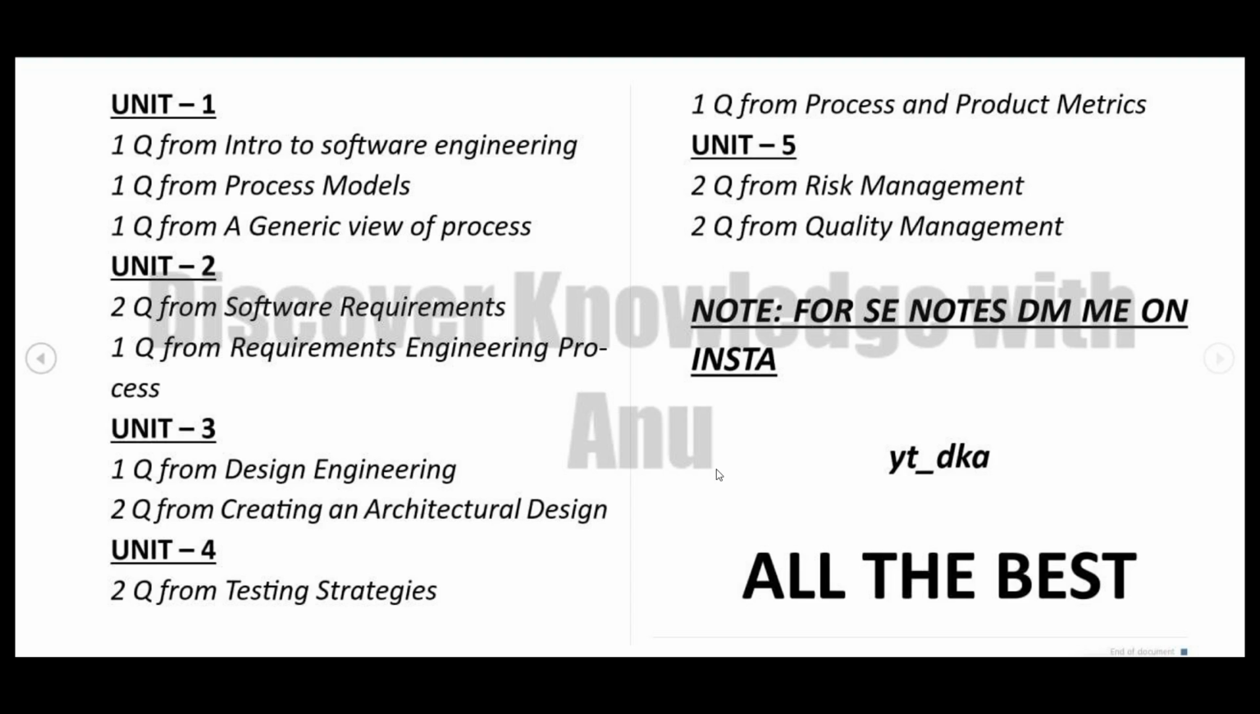Next, unit 5, we are having two parts, risk management and quality management. Two questions you can expect from the risk management because the topics are very lengthy here. Reactive versus proactive: differences between the reactive and the proactive risk strategies, software risk, risk identification, risk projection, risk refinement, and RMMM.